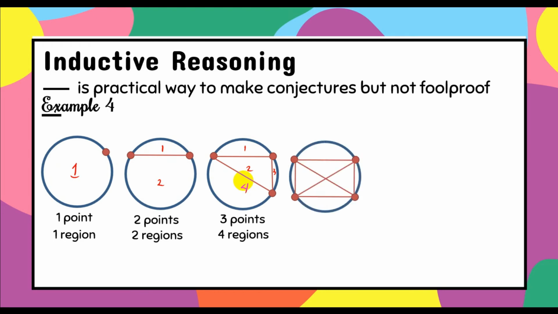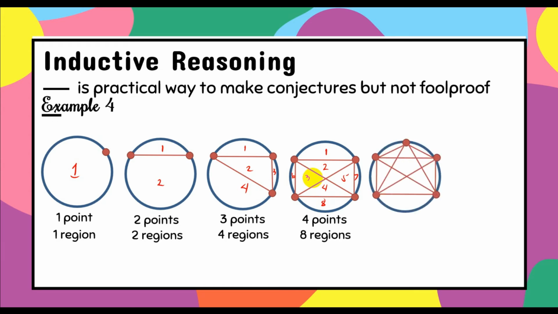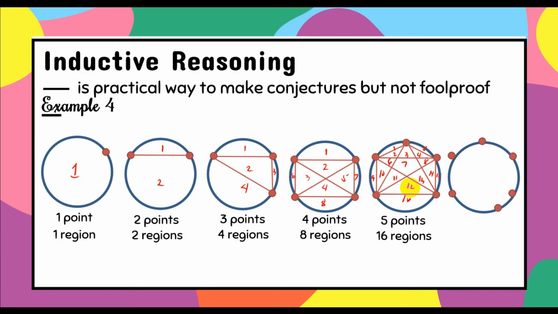Now, for 4 points, ilang region po yung mabubuo? We have 1, 2, 3, 4, 5, 6, 7, 8. There are 8 regions from our 4 points. Kapag 5 points naman po, ilang regions kaya yung ma-form? So, 1, 2, 3, 4, 5, 6, 7, 8, 9, 10, 11, 12, 13, 14, 15, 16. So, there are 16 regions if we have 5 points. But how about if we have 6 points? How many regions kaya yung ma-form natin kapag meron tayong 6 points?